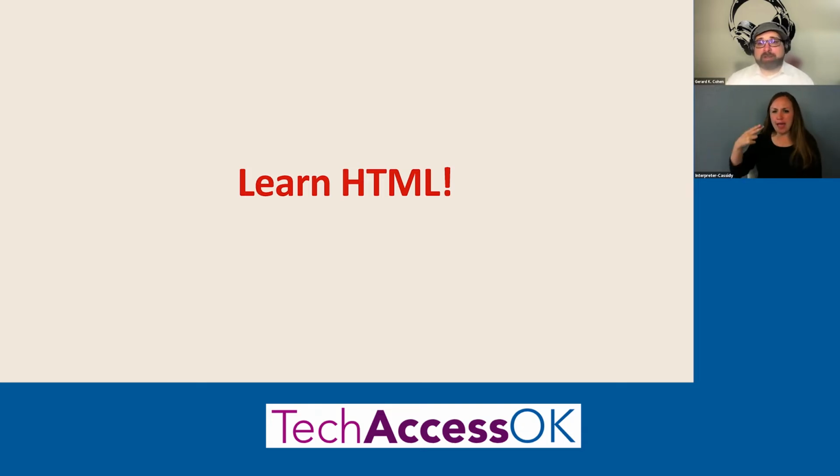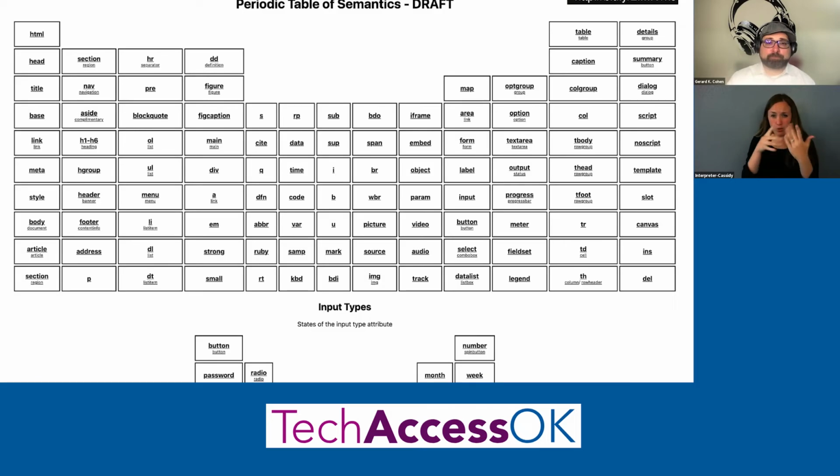So I'm currently working on a periodic table of semantics. On the screen, I have an example of this periodic table of semantics, and it lists every HTML element available, and it matches to an ARIA role. So if you need to provide semantics, you can easily find out if there's an HTML element you can use. And if there's not, then you can fill in the gap using ARIA.